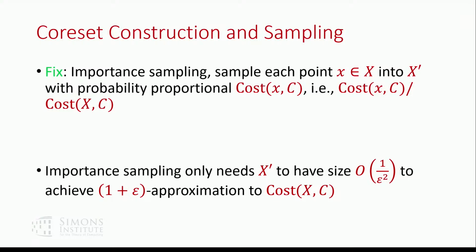So this ratio right here is known as the sensitivity of the point. And importance sampling needs X prime to have size only roughly 1 over epsilon squared to achieve a 1 plus epsilon approximation. And this is because we have a fixed set of centers C.